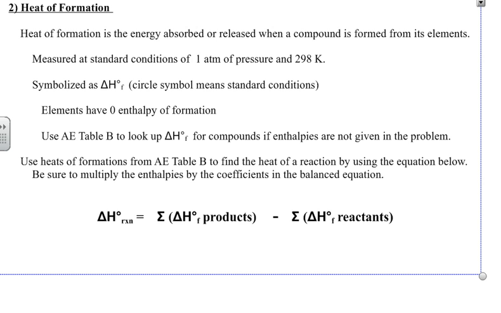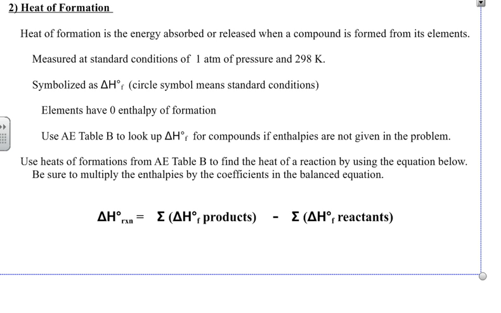The heat of formation is symbolized as a delta H with a little circle symbol followed by a subscripted F. The circle means the enthalpy has been measured at standard conditions. The F stands for formation. Couple things you need to know.